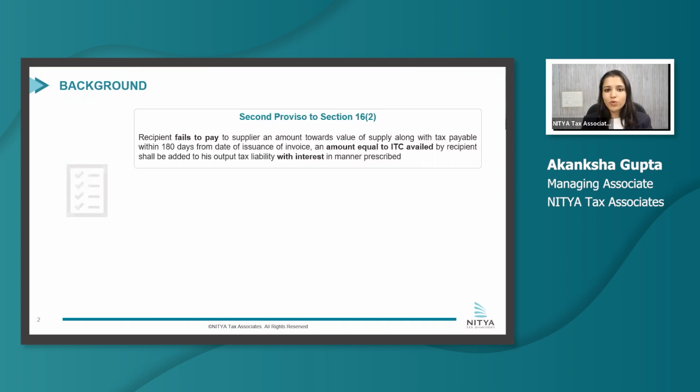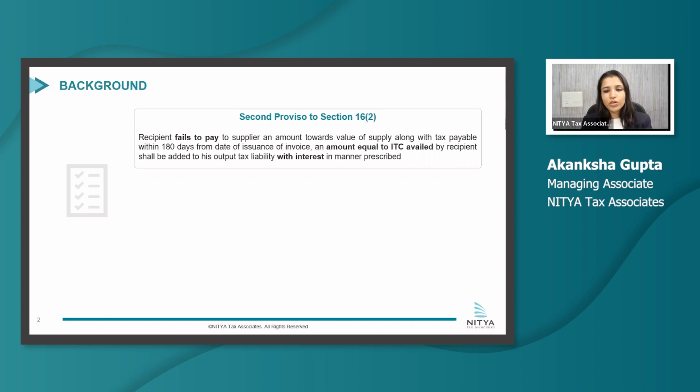As per the second proviso to Section 16(2), a recipient who fails to pay the supplier an amount towards the value of supply along with tax payable within 180 days from the date of issuance of invoice, an amount equal to the ITC availed by the recipient shall be added to his output tax liability with interest in the manner prescribed.